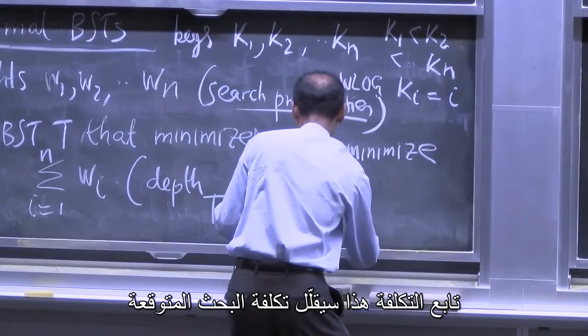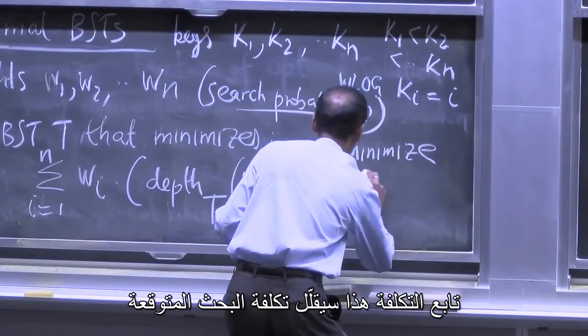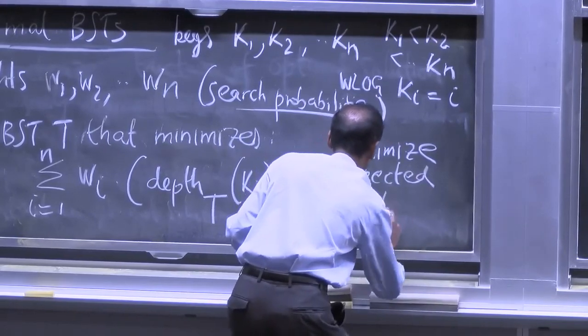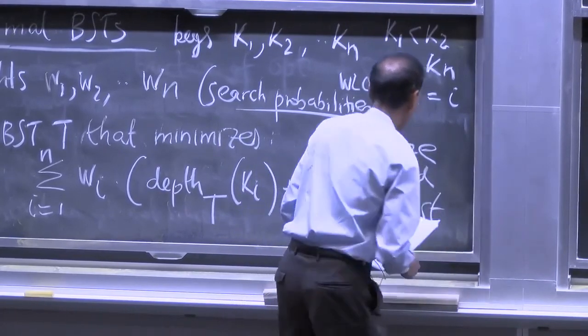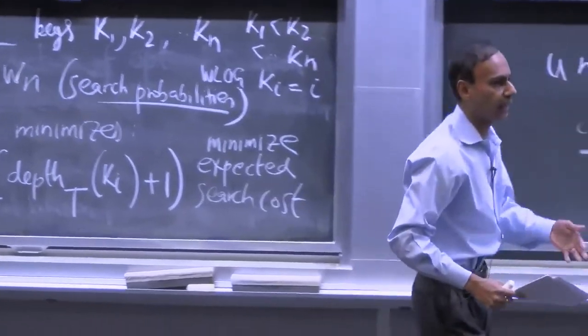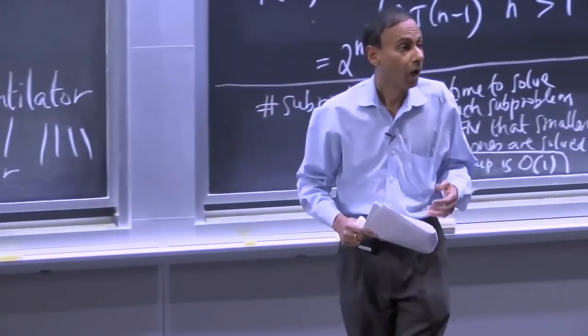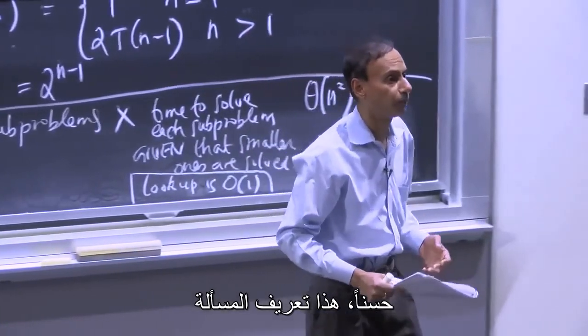So if these are search probabilities, then this cost function would minimize expected search cost. Make sense? Okay, so that's the definition of the problem.